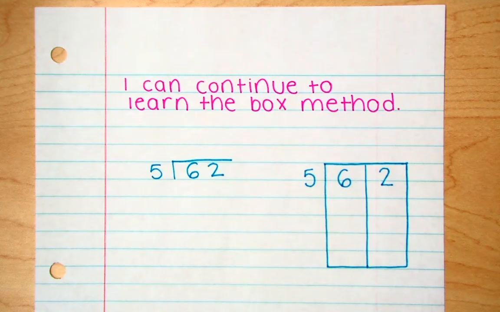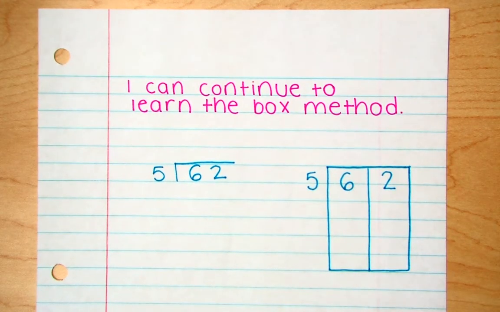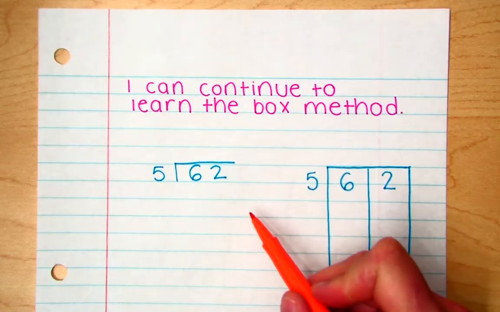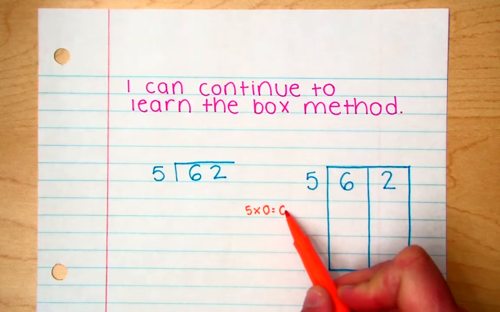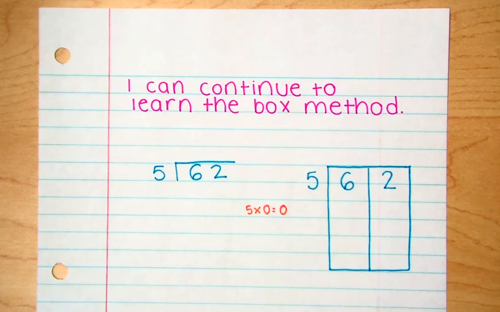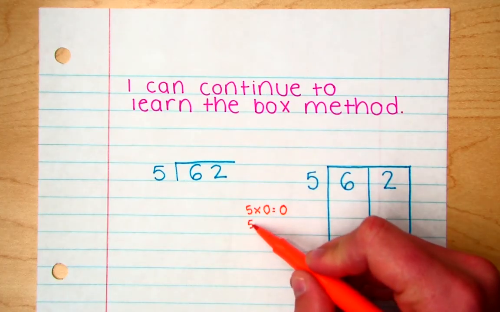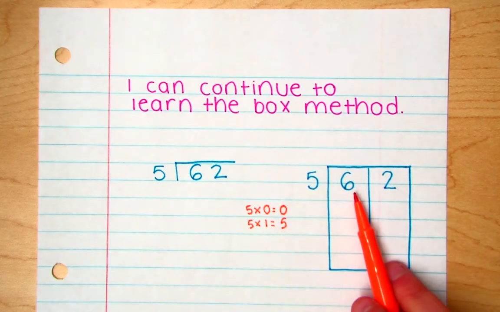The first thing I need to do, or step 1, is to think about how many times can 5 go into the number 6 without going over. Well, let me just switch colors here, and let me put my times tables right over here on this problem. So I can start over here with 5 times 0, and that's going to be 0. Well, that doesn't equal 6. So I need to move on to my next multiplication, which is 5 times 1, which is 5. Well, that's not quite 6 yet.